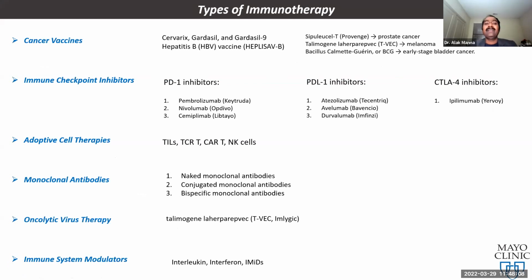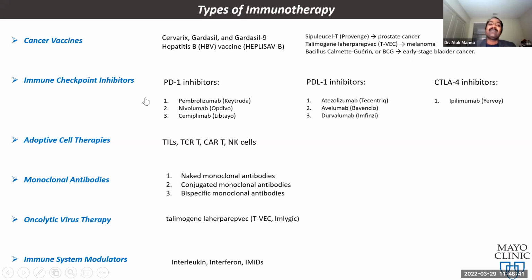If we differentiate the types of immunotherapy, there are several types in practice. This is giving an example of cancer vaccines. There are different cancer vaccines which we are giving in the clinic, like Cervarix and Gardasil. Those are actually names of HPV vaccines. And there are also several vaccines for cancer, which are Provenge for prostate cancer, T-VEC for melanoma, and BCG for early stage bladder cancer.